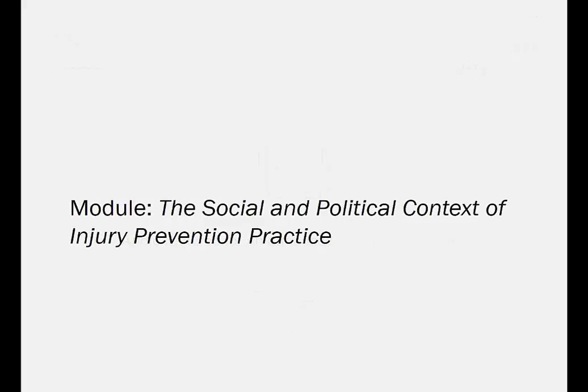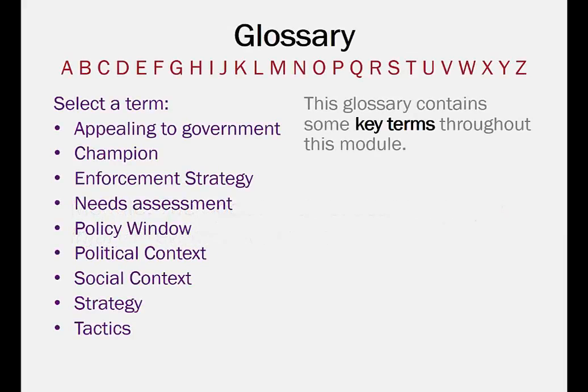Welcome to the Social and Political Context of Injury Prevention Practice module. This module will introduce you to the importance of assessing the social and political context when implementing an evidence-based injury prevention initiative. This module contains a glossary that can be accessed anytime. The glossary contains terms and definitions that will be used throughout the module. If, at any time during the module, you would like to review a term's definition, this glossary can be accessed on the upper left tab in the toolbar above this video on the page where the resources are.